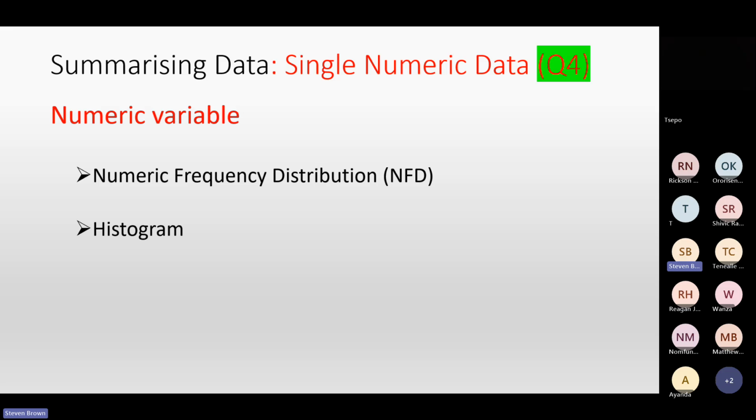Right, now a question 4 will generally ask for a numeric frequency distribution. What are they going to do? What are they going to give you? And how are you going to do it?